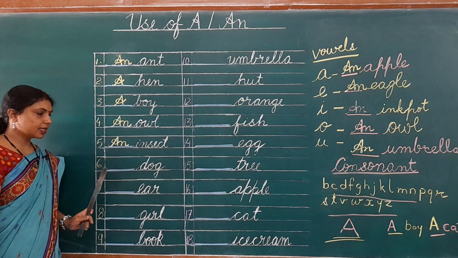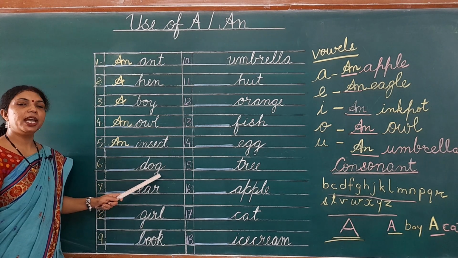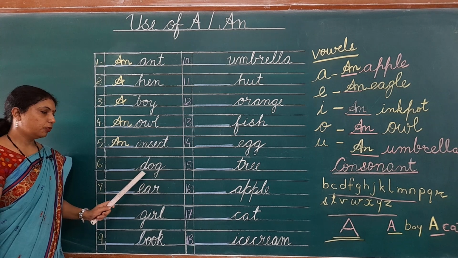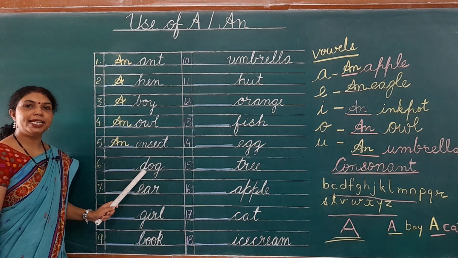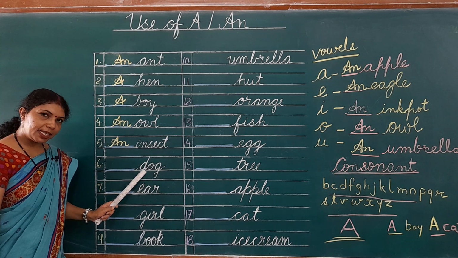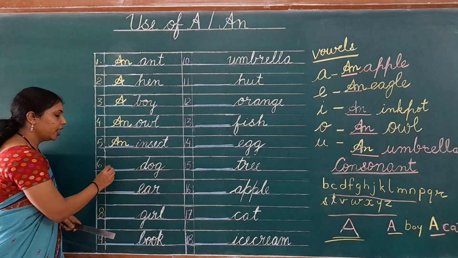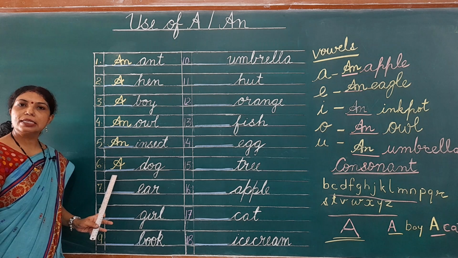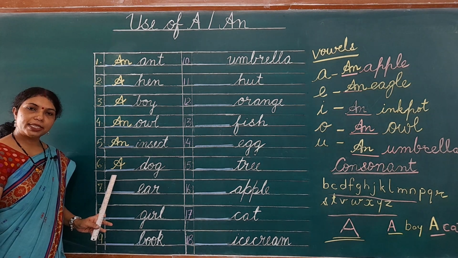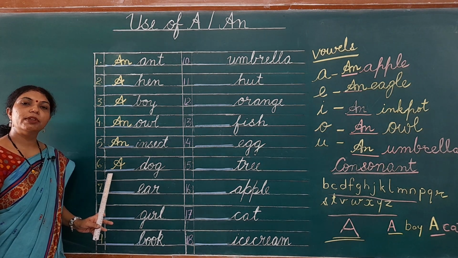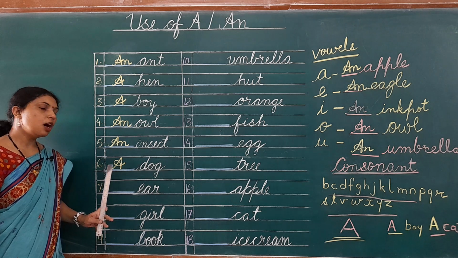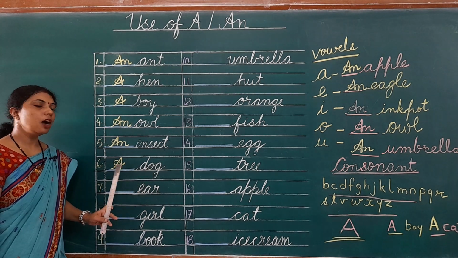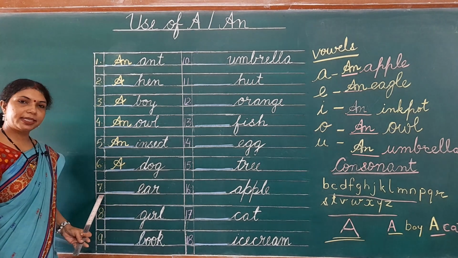Now number 6, D-O-G, dog. First letter of dog is D, and D is a consonant. Then we have to write here A. And what will we pronounce this? We will say A. A dog.